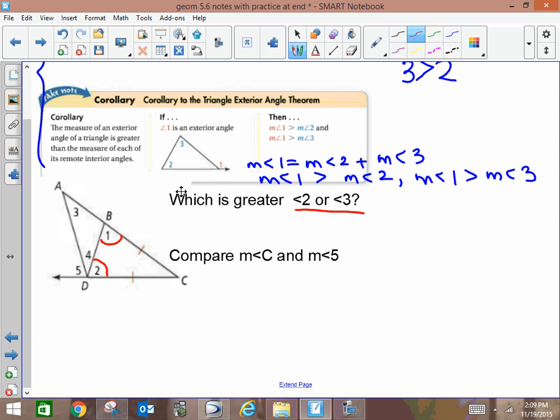2 and 3. Kind of tricky. Don't say, oh, that looks smaller, because remember, that doesn't always work. Which one do you think is bigger, 2 or 3? It has something to do with an exterior angle, but it's very twisted. Amanda? You are right, 2 is bigger.